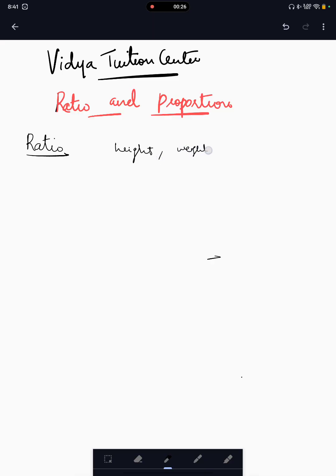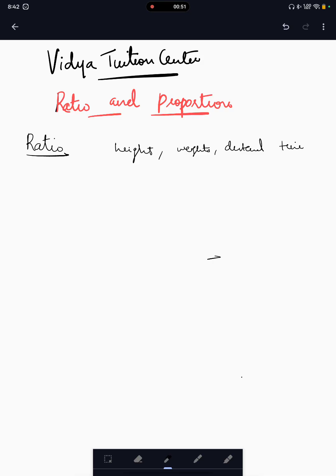weights, distance, time. We can compare two quantities of the same kind only in two ways: by subtracting the smaller from the bigger, or by dividing one by the other. So, the ratio of two quantities can be found only when both the quantities are of the same kind.